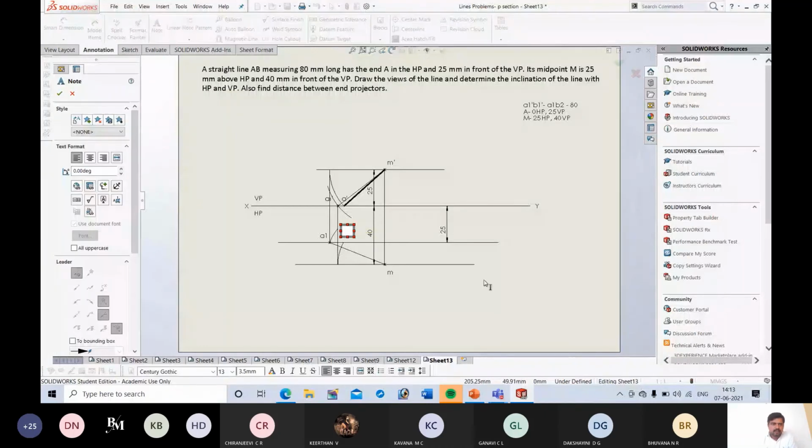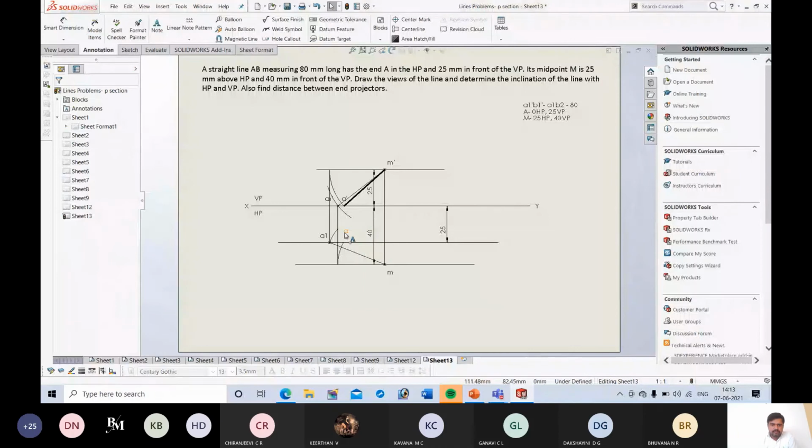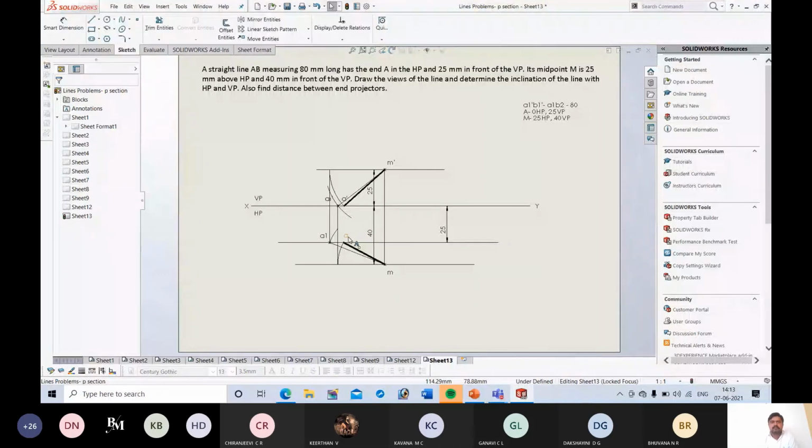Then I will connect these two points and this is the top view, A to M. And this is the front view. A dash, M dash is the front view, A, M is the top view, A1, M is the true length line on HP, then A1 dash, M dash is the true length line on VP. So this is the initial construction.